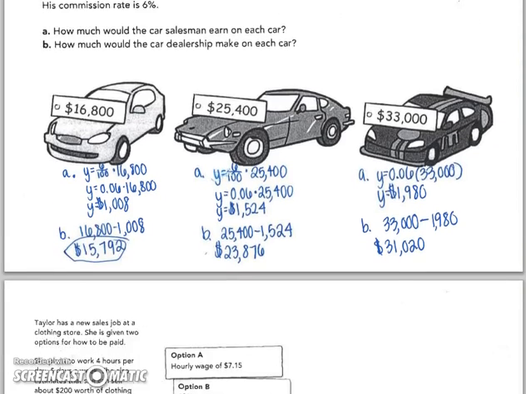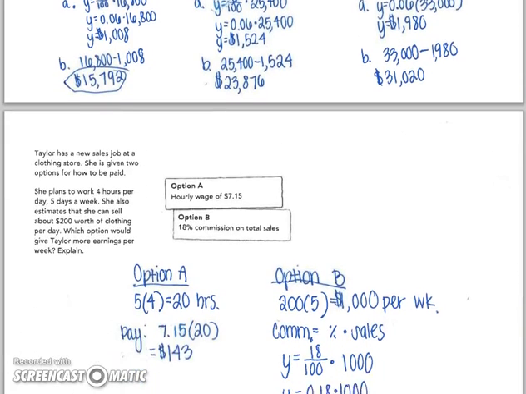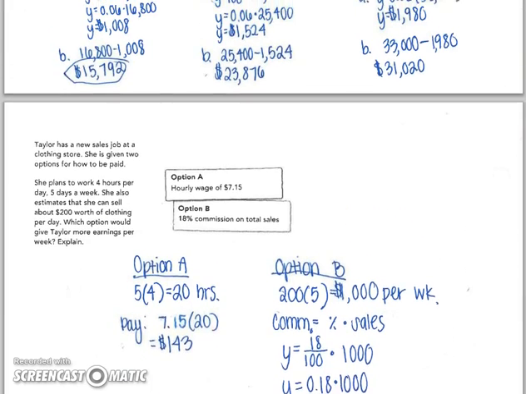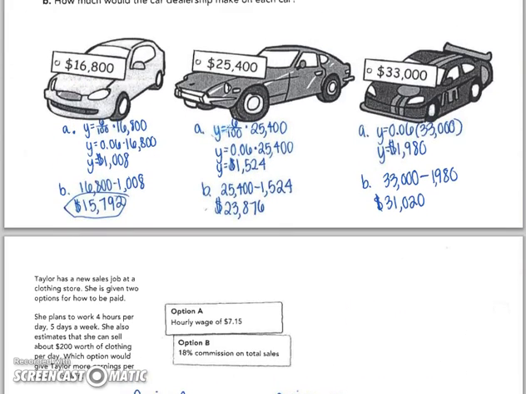Okay, so we're going to look at another example of the difference between getting an hourly wage and getting commission. So this example says Taylor has a new sales job at a clothing store. She is given 2 options for how to be paid. She plans to work 4 hours per day, 5 days a week. She also estimates that she can sell about $200 worth of clothing per day. Which option would give Taylor more earnings per week?